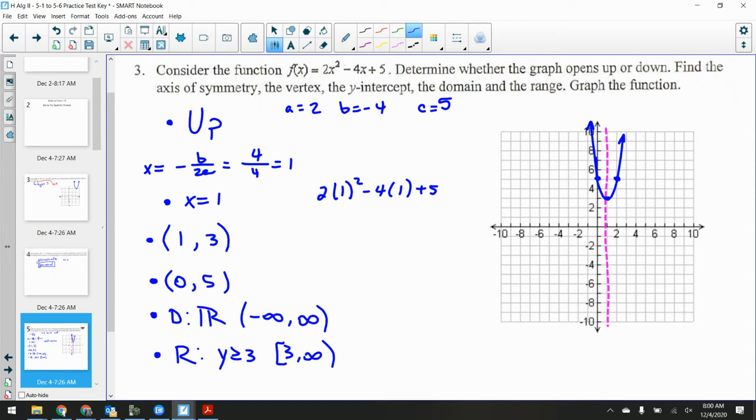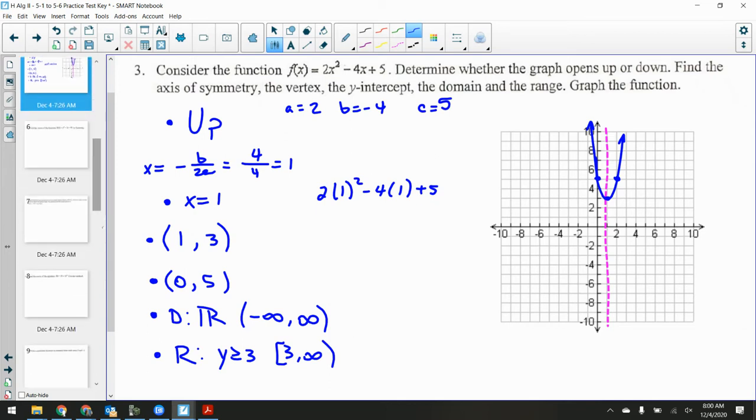Let me ask you this question. If I asked you to find the zeros of that function, seeing what it looks like, what do you know about the zeros of that function? They're non-real. They would have an i in them, right? They would include an imaginary number because they do not cross the x-axis. The zeros would be non-real. Okay. All right, let's keep it going.